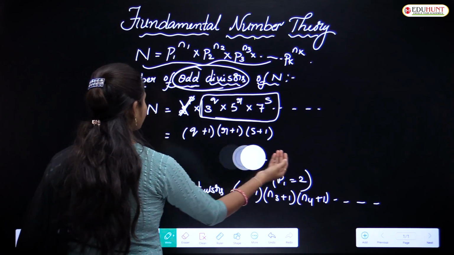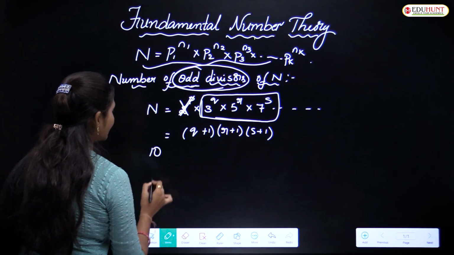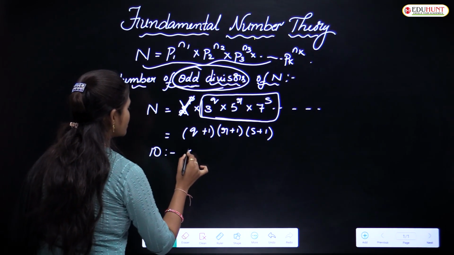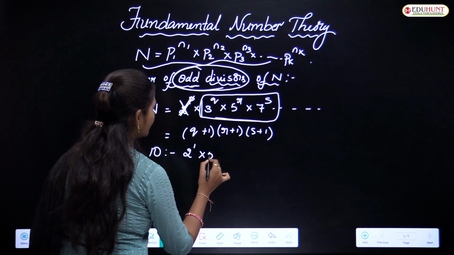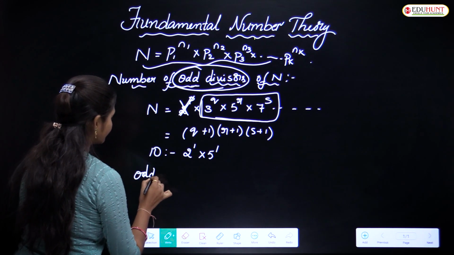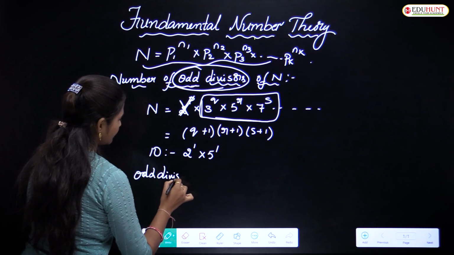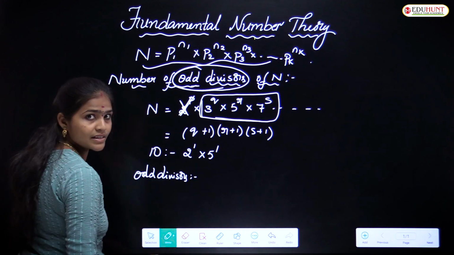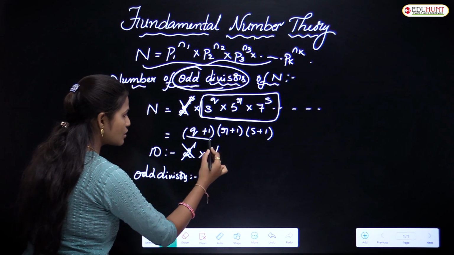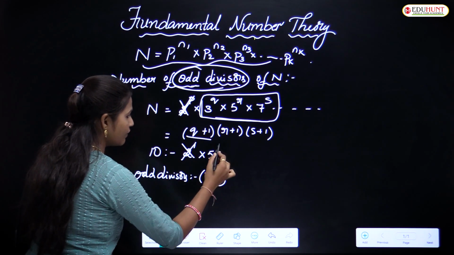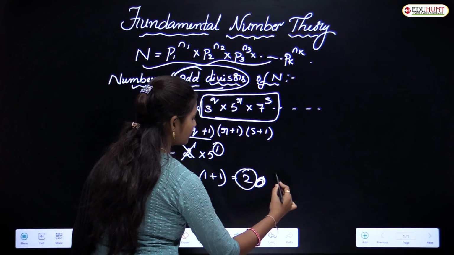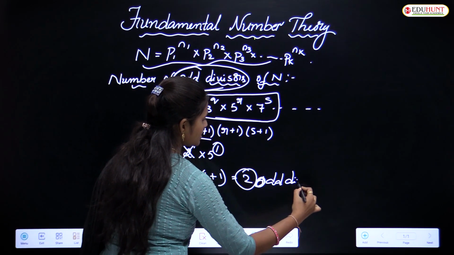Let me take 10 again as the example. Odd divisors of 10. We can express 10 as 2 power 1 into 5 power 1. So how many odd divisors are there? Here 2 is an even number, so leave that 2. 5 power 1 is there, so we take n plus 1, which means 1 plus 1, which is equal to 2 odd divisors.